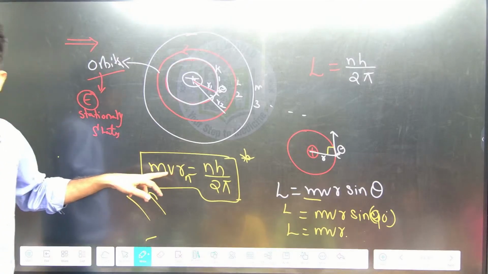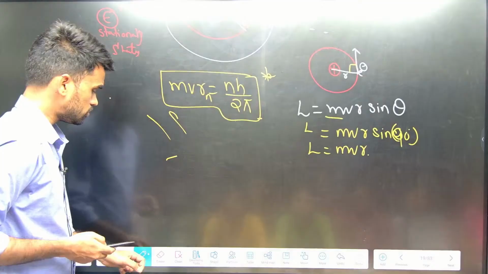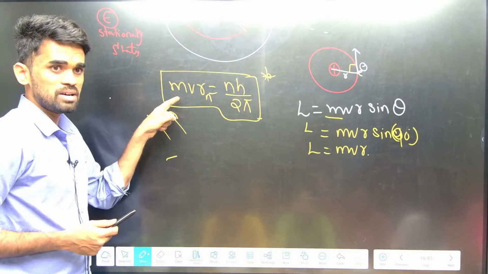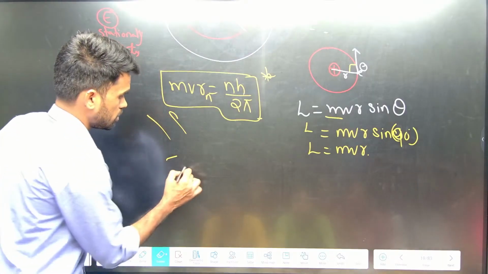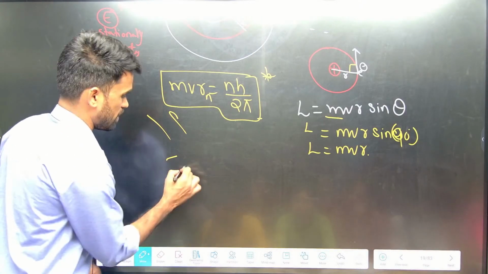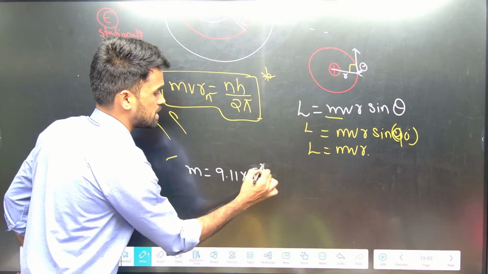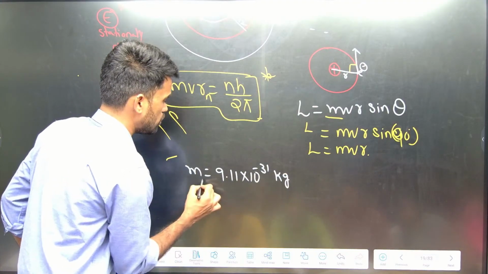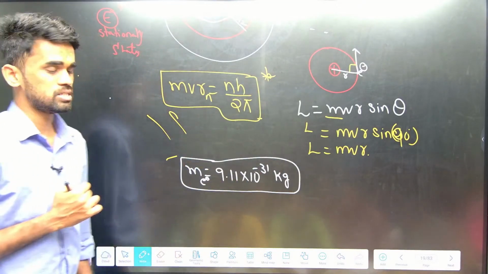So up to here, is this clear? Okay. Now here if you observe, we have mass. Mass of electron is fixed now. How much is the mass of electron? Yesterday we discussed, it is 9.11 into 10 power minus 31 kg. So this value you should remember now.